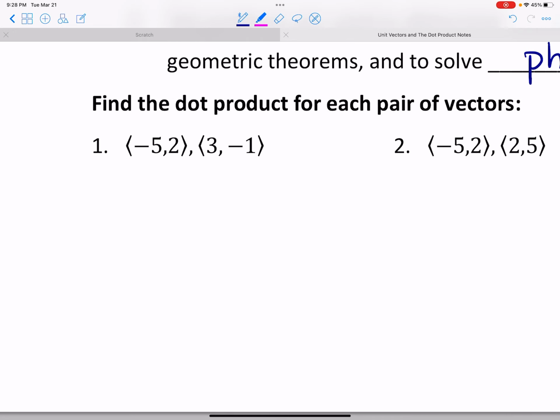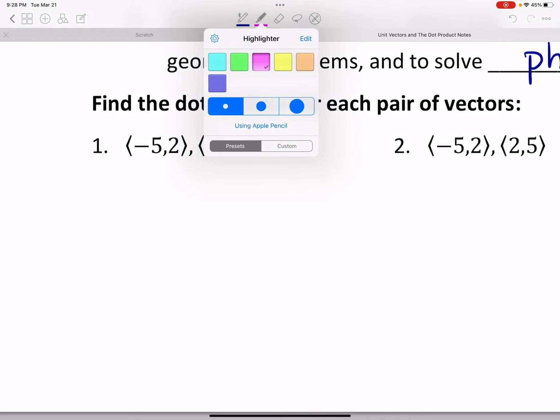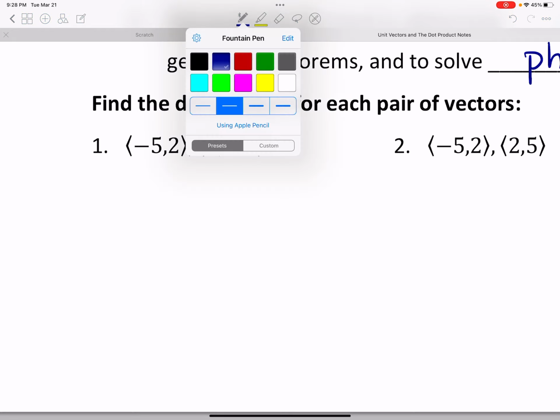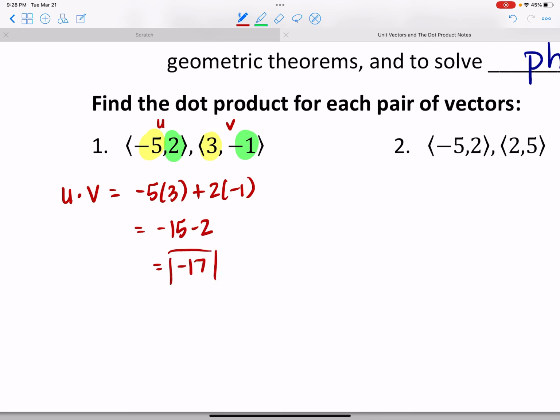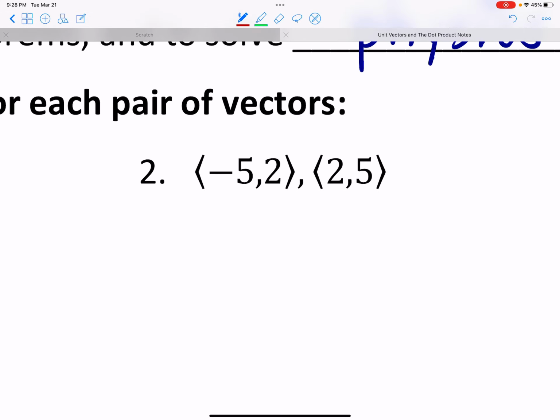So here, if I want to find my dot product, for the sake of practicing with notation, I'm going to call this u and I'm going to call this v. So u dot v would be found by multiplying the horizontal components, so negative 5 times 3, plus we're going to multiply the vertical components, the 2 times the negative 1. So a pretty easy calculation. U dot v ends up being negative 15 minus 2, which in this case makes it a negative 17. Okay, simple enough. Let's try it again. Right, just multiplying and adding, that's something we can all handle.